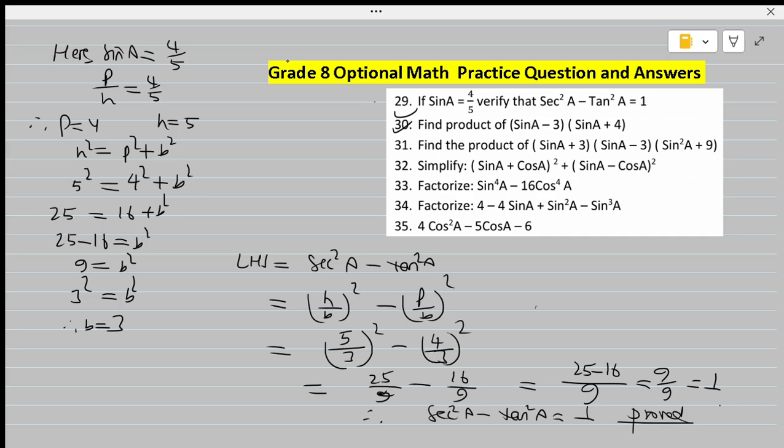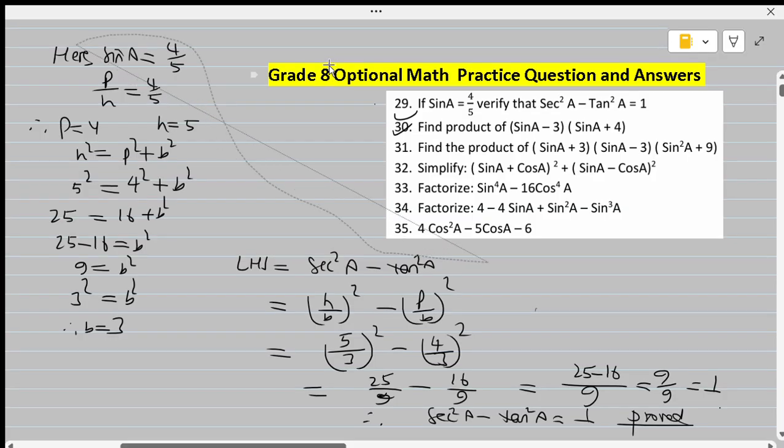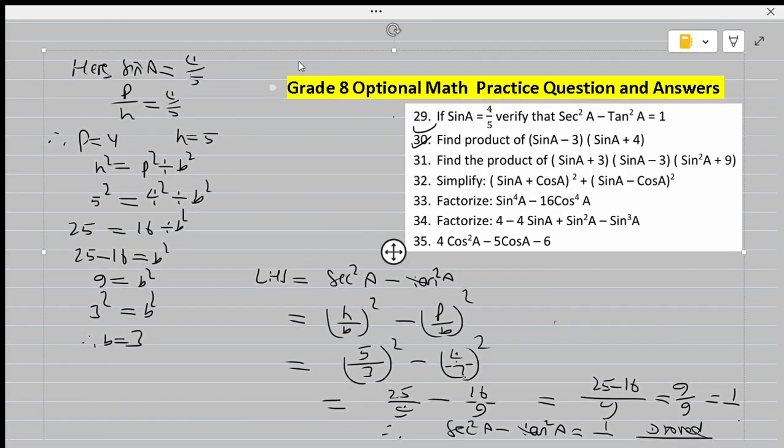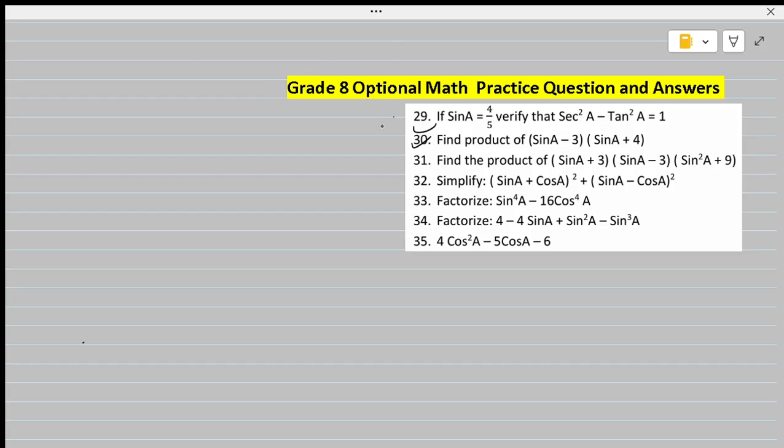Now number 30. So in 30 we are asked to find the product of sin A minus 3 and sin A plus 4. So for doing that, let's make this clear. Okay, so I'm going with number 30. So we are asked here to find the product of sin A minus 3 and sin A plus 4, is it? So what we have to do here, by sin A first open sin A plus 4, and next you open by minus 3 to the same sin A plus 4, is it?